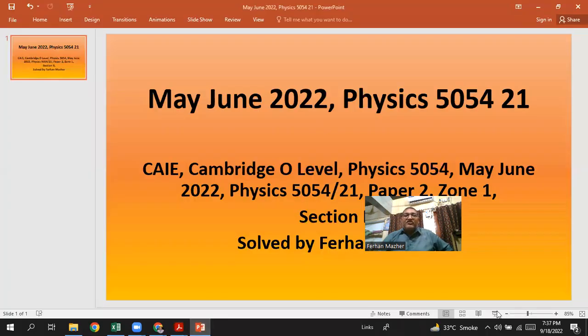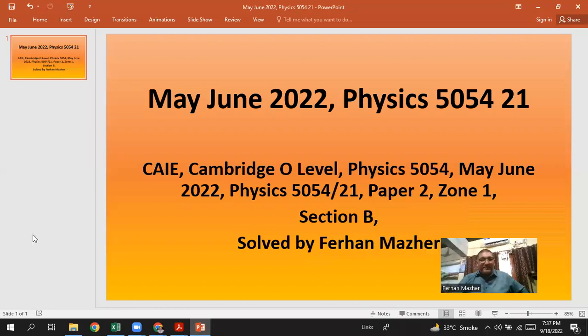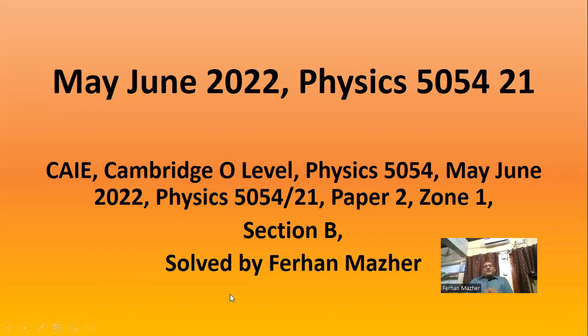So my dear students, today we have done the May/June 2022 Physics 5054/21 paper. This Paper 2 belongs to Zone 1. And in this video, we have completed Section B of this paper. I have done 2 videos on this paper. This is the second video. In my first video, I solved Section A of this paper.